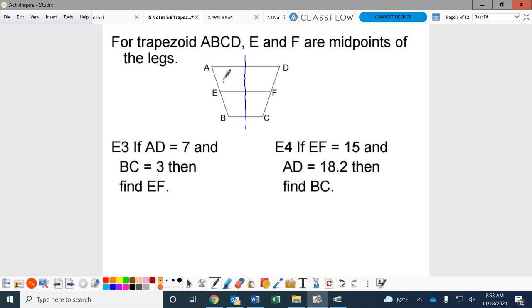So I'll start in red on this side. It tells me AD, the one at the top, is 7. It tells me BC, the one at the bottom, is 3. And it tells me EF, the one in the middle, is the one I need to find, X. Remember, the formula is the one in the middle is equal to the top, 7, plus the bottom, 3, divided by what? 2. Every time. Top plus the bottom divided by 2. So guys, that's just arithmetic. 7 plus 3 is going to put us at 10. And 10 divided by 2 would put us at 5.